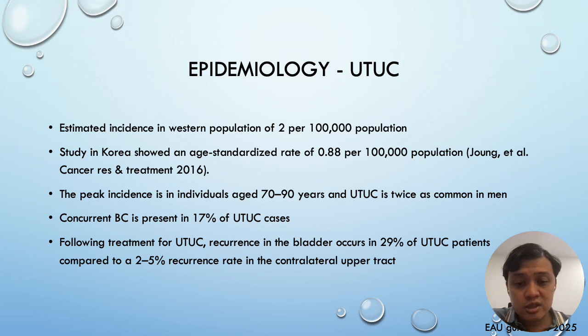Regarding UTUC, the estimated incidence in the Western population is 2 per 100,000. A bit closer to home, a study in Korea showed an age-standardized rate of 0.88 per 100,000 population. The peak incidence is in the older age group, 70 to 90 years, and as with bladder cancer, UTUC is twice as common in men. Concurrent bladder cancer is present in 17% of UTUC cases, and even following treatment of UTUC, the recurrence in the bladder is almost one third, with about a 3% chance of it occurring in the contralateral kidney.